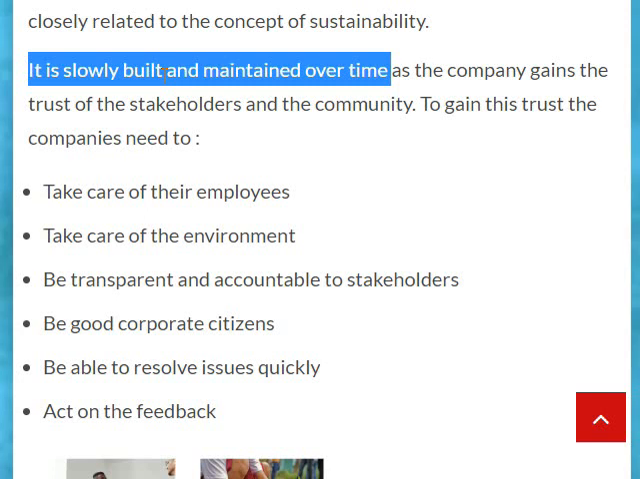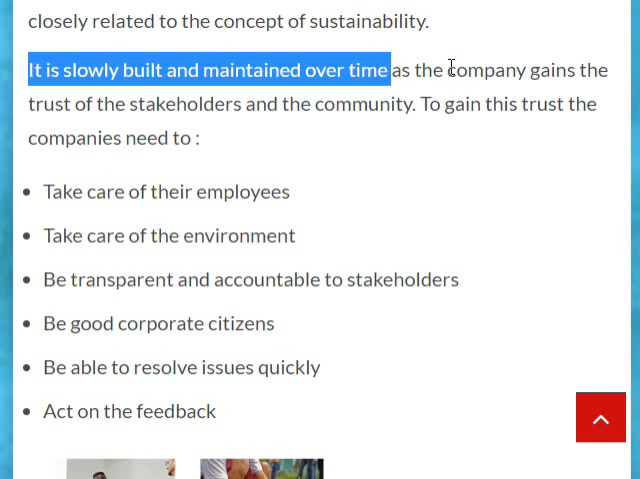It has to be maintained over time. You cannot do something once and then not work on it later. So the first thing that we should understand is, it is slowly built and maintained over time. It takes a lot of time, patience, and a lot of thought and effort to build a social license, and it has to be maintained. It is not a one time thing.